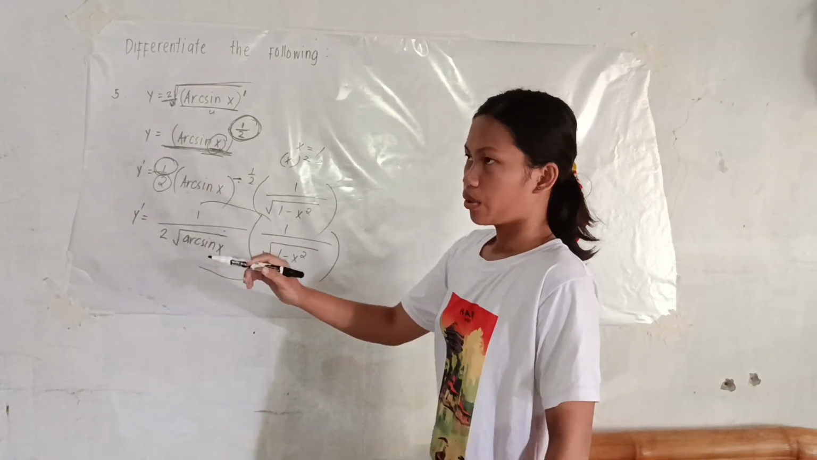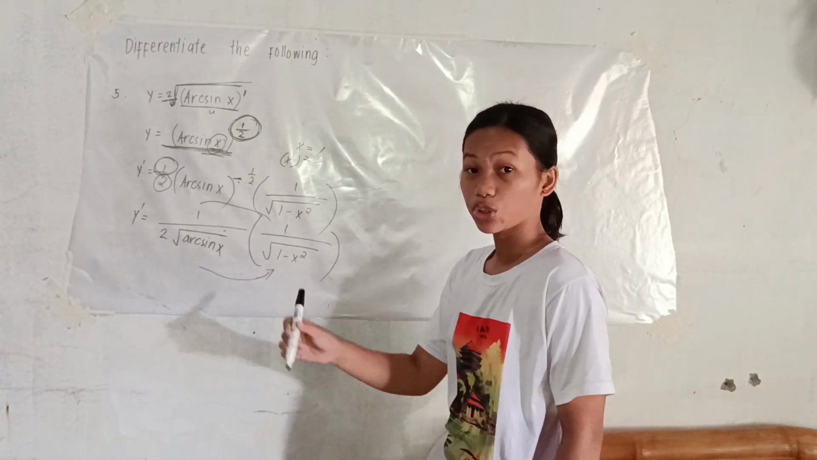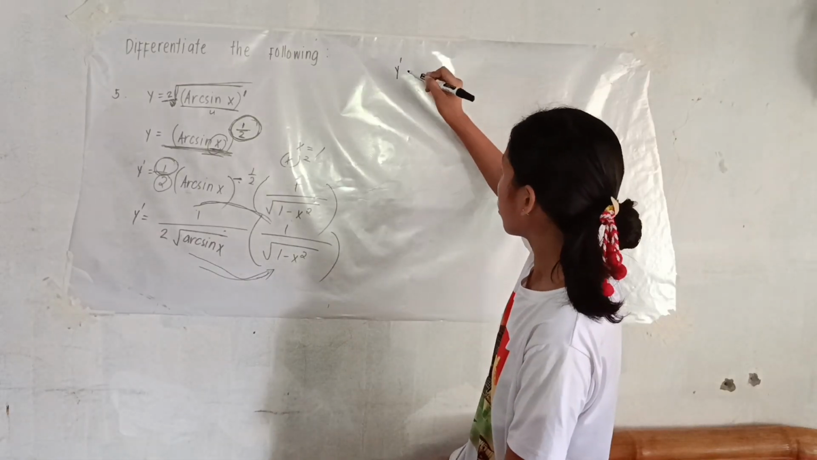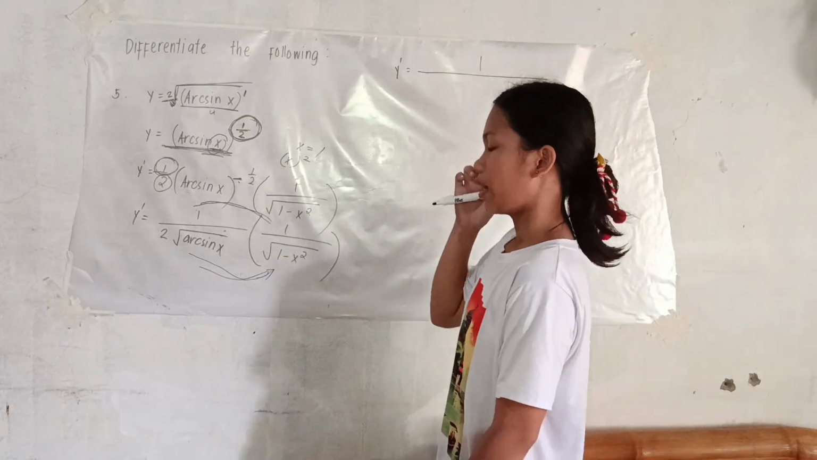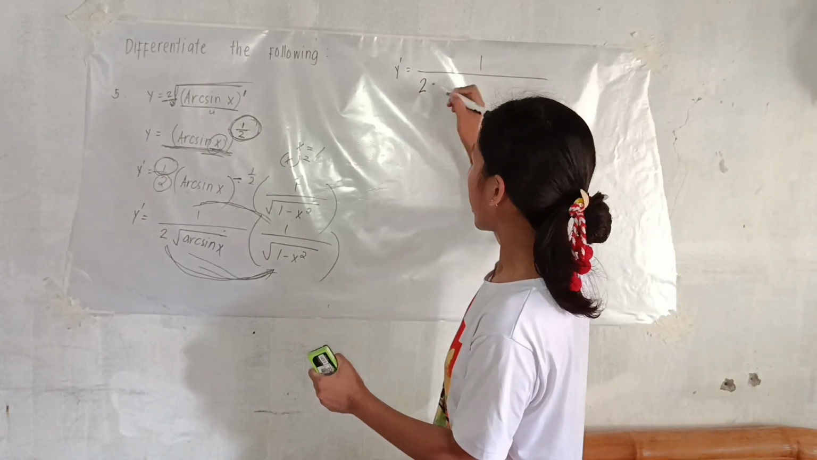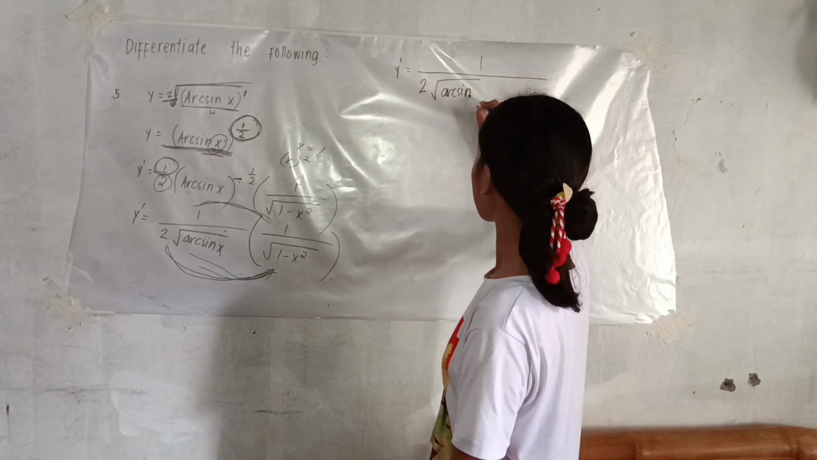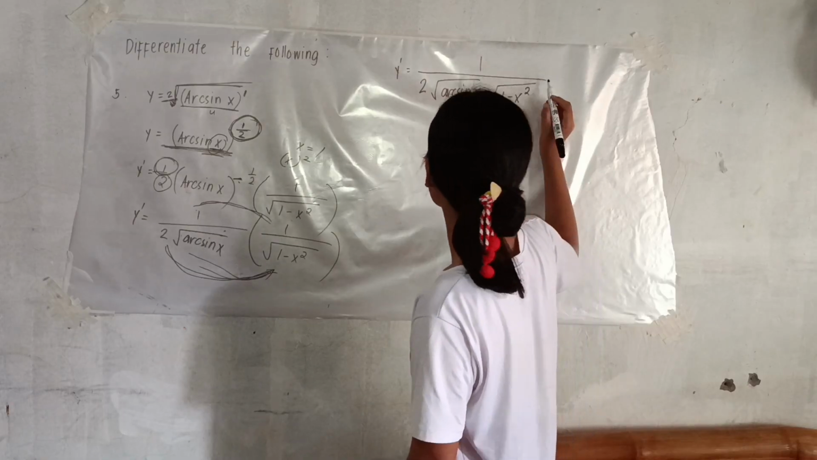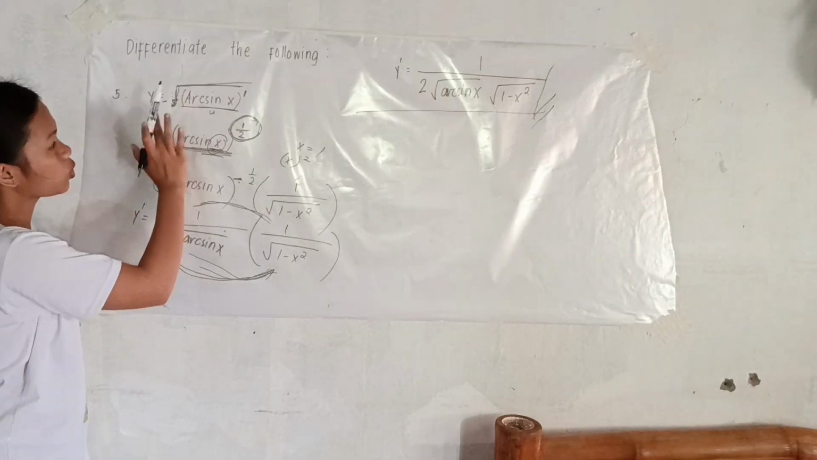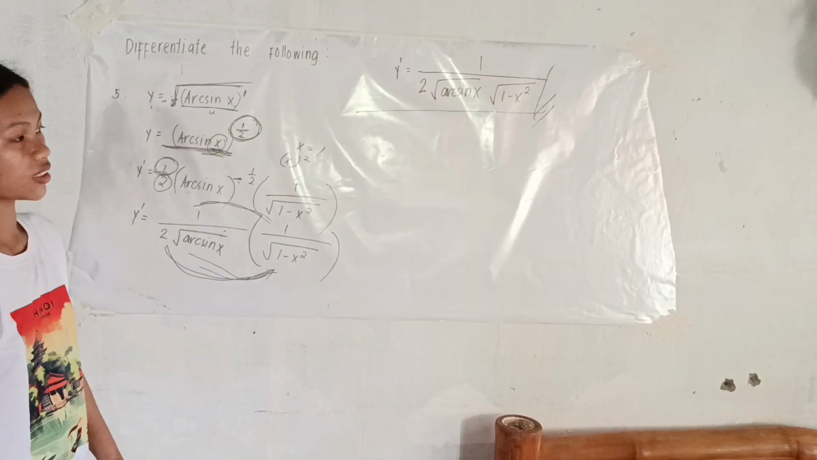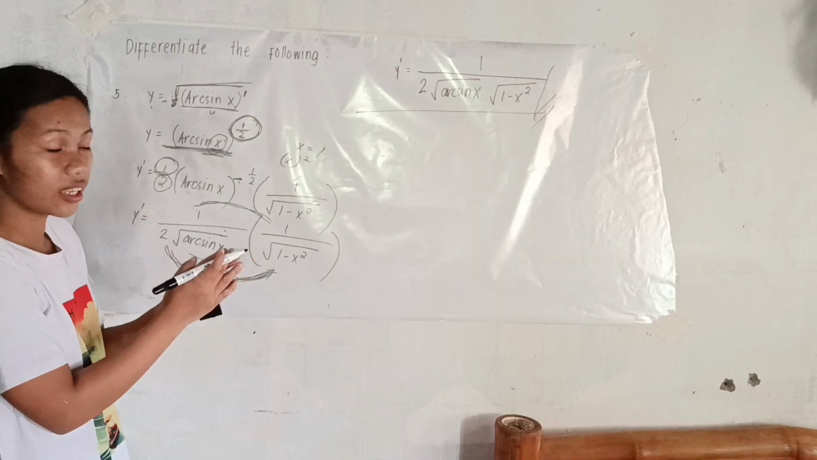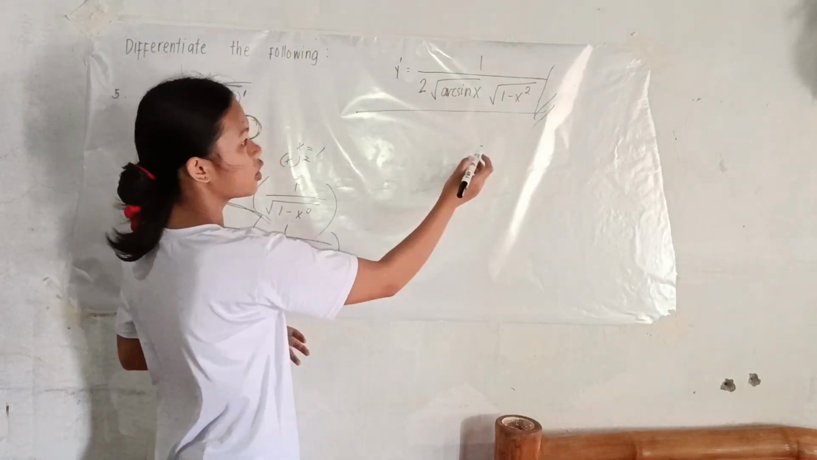we multiply them. When multiplying fractions like this, we just multiply the numerators and the denominators. So 1 times 1 is simply 1. And once we multiply the two denominators, we have arcsine x and the square root of 1 minus x squared. So this becomes the derivative of the function y equals arcsine x, the square root of arcsine x. It became like this because we just combined the denominators by multiplying them. So that is the derivative.